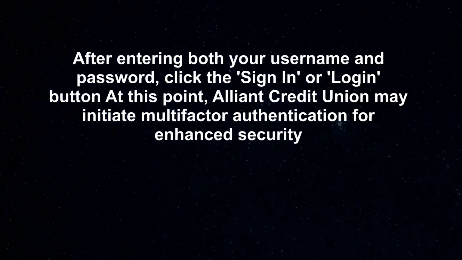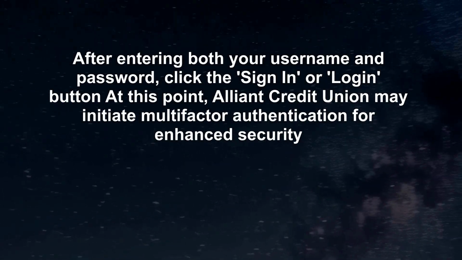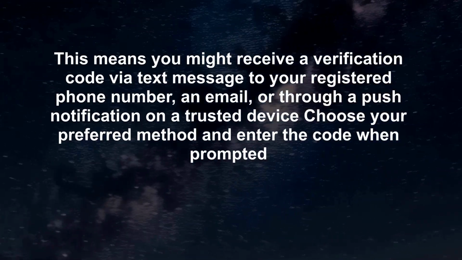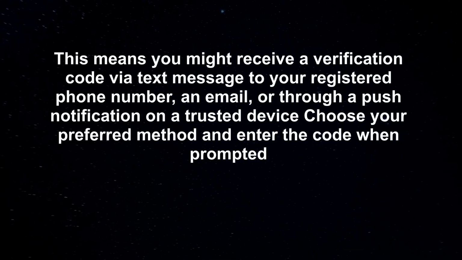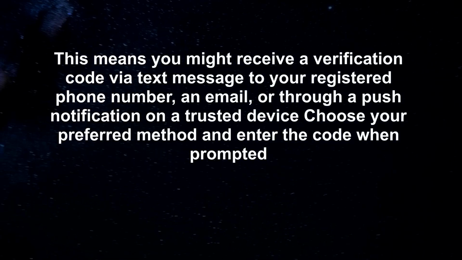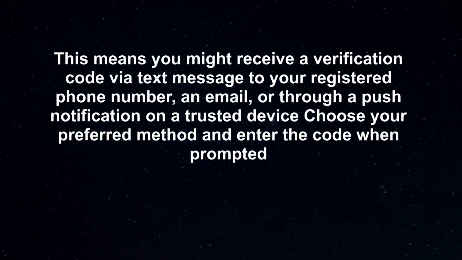At this point, Alliant Credit Union may initiate multi-factor authentication for enhanced security. This means you might receive a verification code via text message to your registered phone number, an email, or through a push notification on a trusted device. Choose your preferred method and enter the code when prompted.